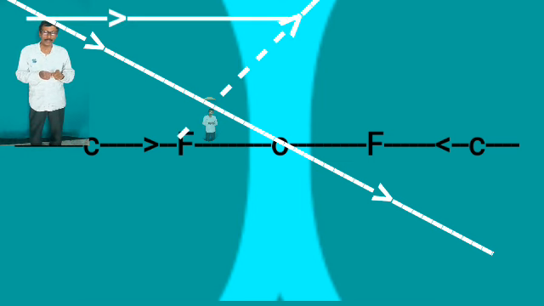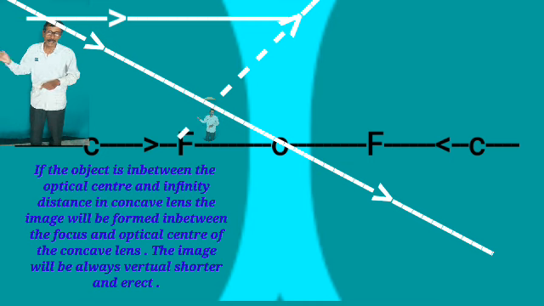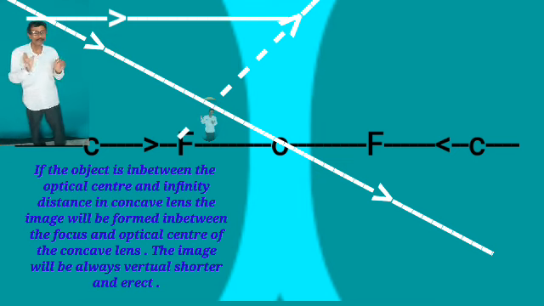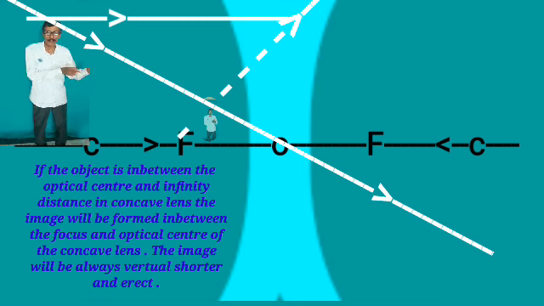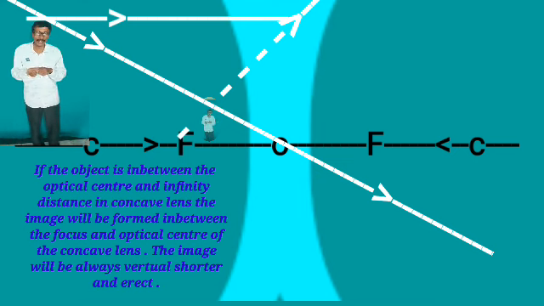Watch me. I'm standing in between the optical center and the infinity distance of the concave lens. The image is formed in between the focus point and the optical center of the concave lens. I'm standing here. My image is formed in between the focus and the optical center of the concave lens. In the case of a concave lens, the image will always be virtual and shorter than the object. Here I am the object, and notice the image. It is seen very much shorter than the object.